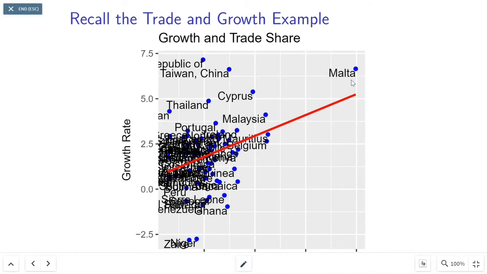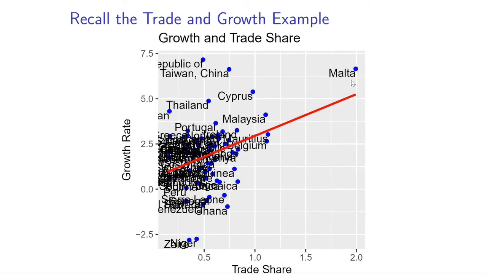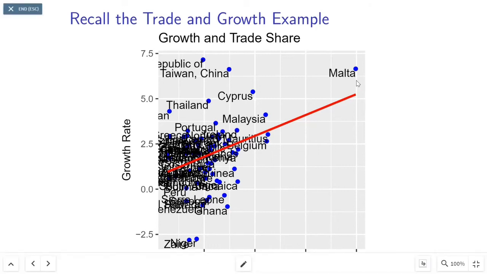You ask yourself, who is Malta? Why is it an outlier? Is it there because of data entry error, or is it because Malta is a very special country that is very different to the rest of the countries in our analysis sample? If Malta is not important to our analysis, then you could exclude it from the data.